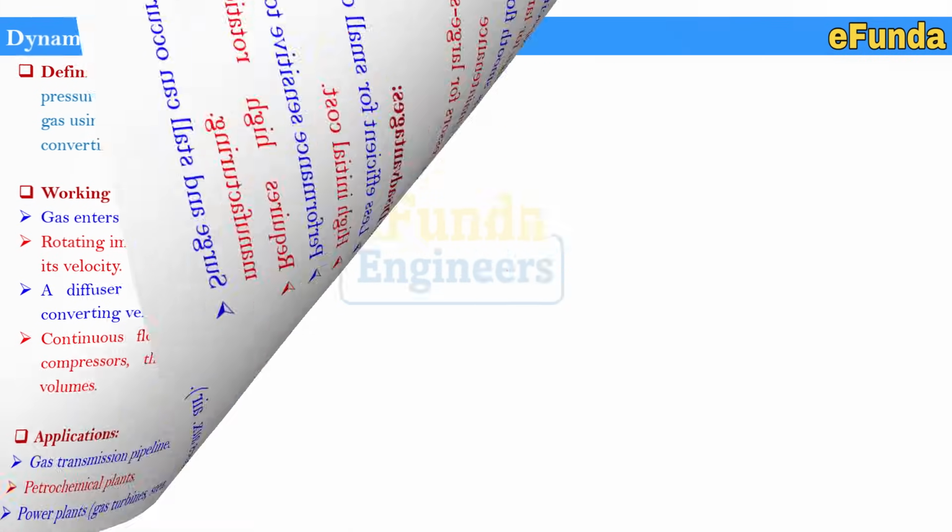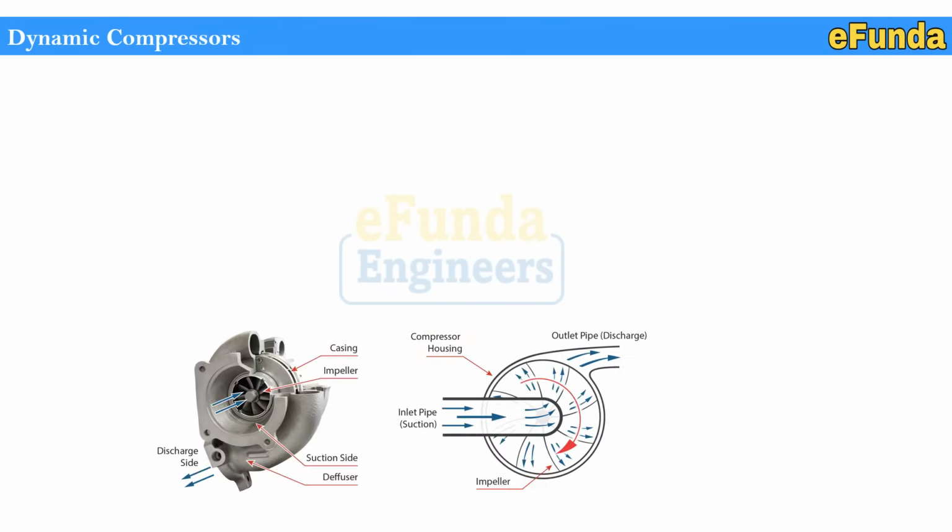Dynamic compressors increase gas velocity with an impeller and convert velocity into pressure, as you can see in the picture, where the suction inlet pipe and outlet discharge pipe, with the help of impeller and a compressor housing, perform the conversion of velocity into pressure. Types are: first, centrifugal compressor.